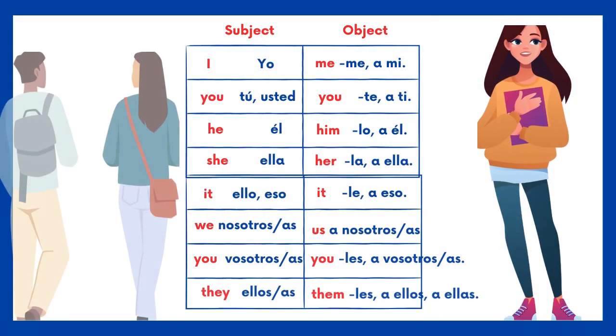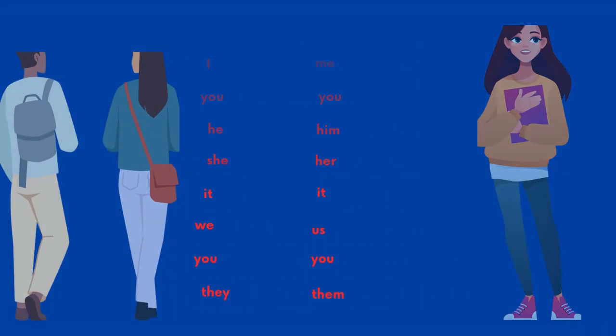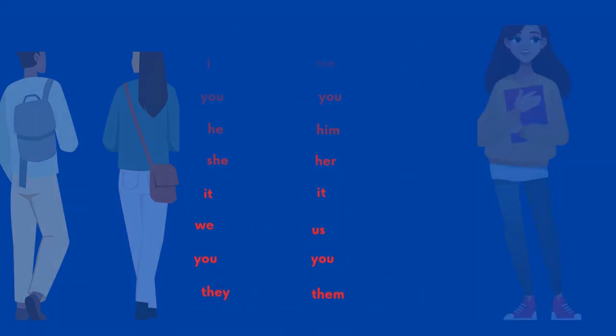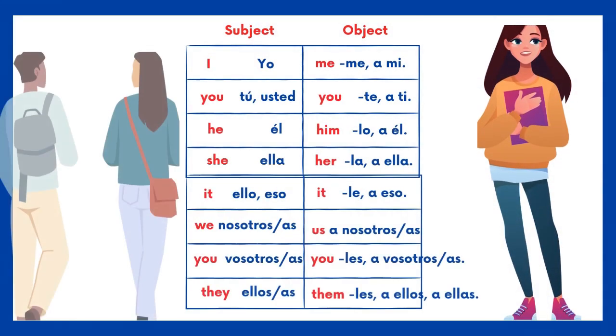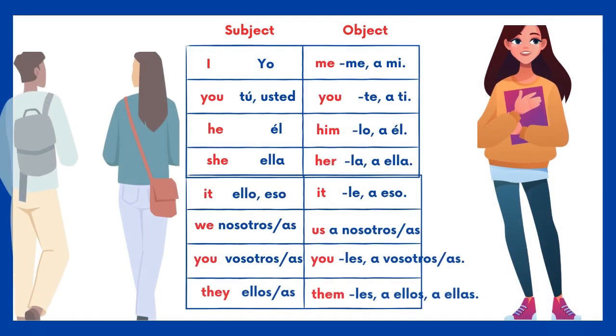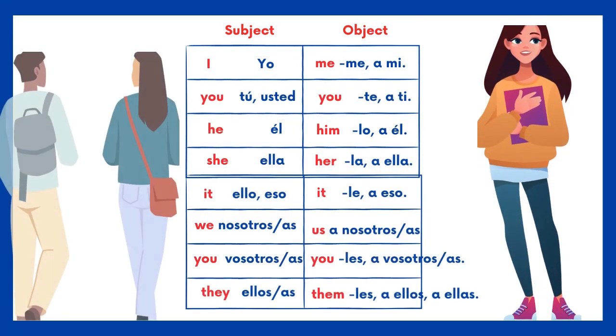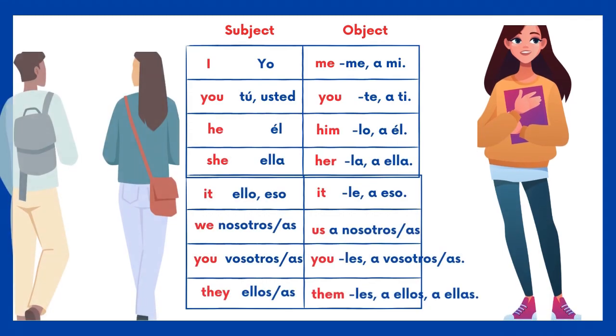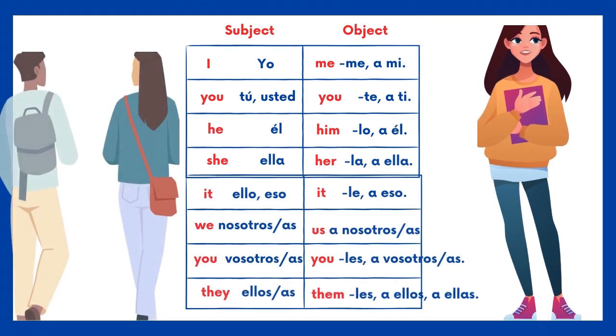Subject. I: yo. You: tú, usted. He: él. She: ella. It: ello, eso. We: nosotros, nosotras. You: vosotros, vosotras. They: ellos, ellas.